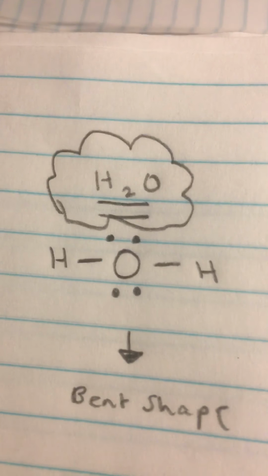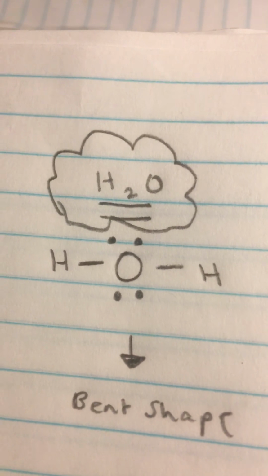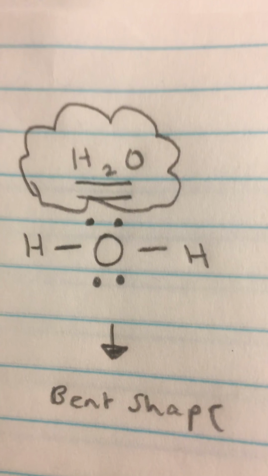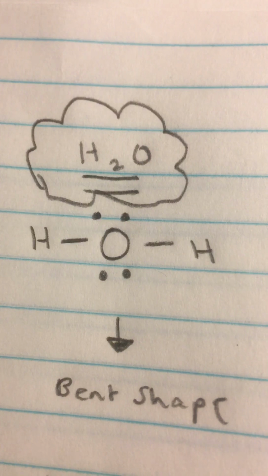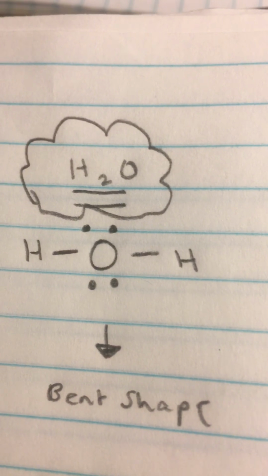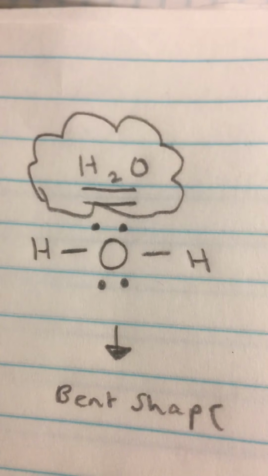Alright, so in this video, I'm going to be talking about three specific molecules and their molecular geometry. The first molecule we'll be talking about is H2O, also commonly referred to as just water. And here you can see the Lewis dot structure of H2O.